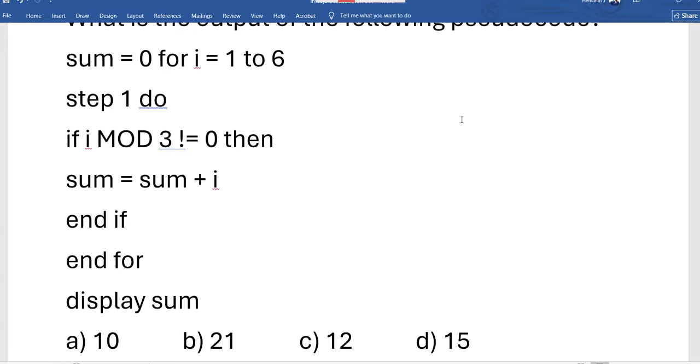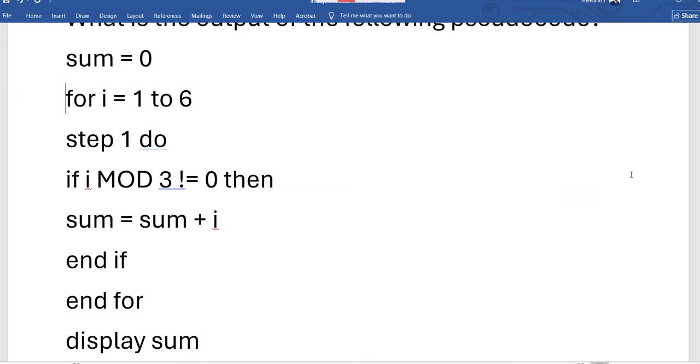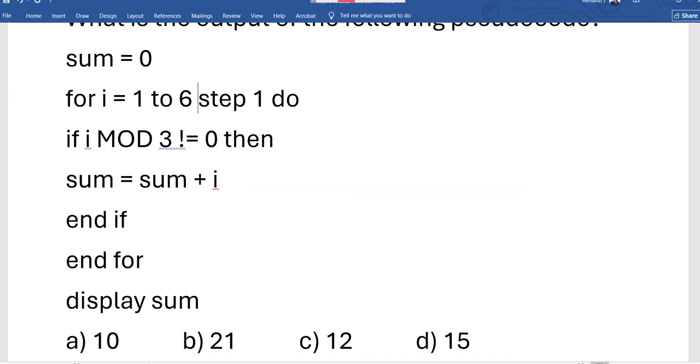No, fine, let's see. Pseudocode, what's the output of the pseudocode? Question given recently. Sum is 0, I value you have to take from 1 to 6. Yeah, it should be like this. Sum is 0, for I equal to 1 to 6, if I mod 3 not equal to 0, then sum equals sum plus I. What's the answer? Yeah, we have to take the numbers which are not divisible by 3, from 1 to 6, that's the logic.